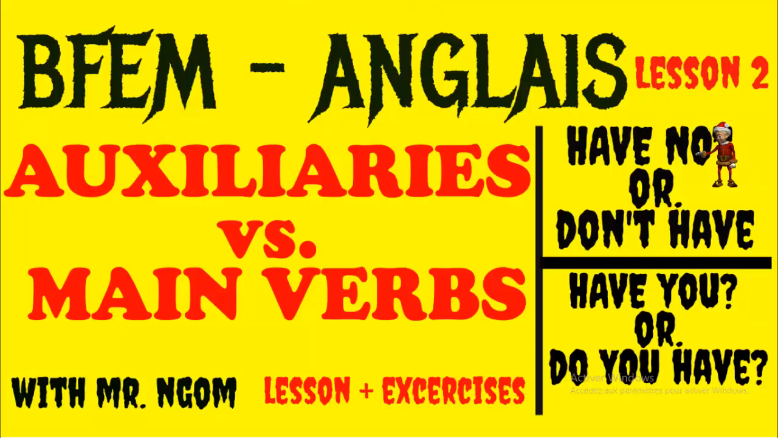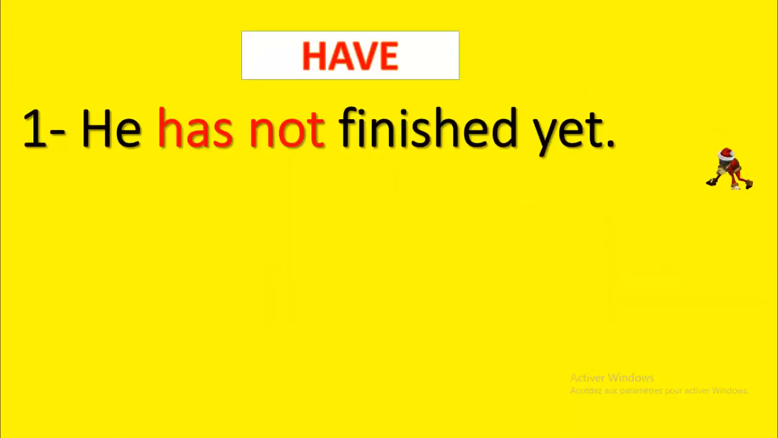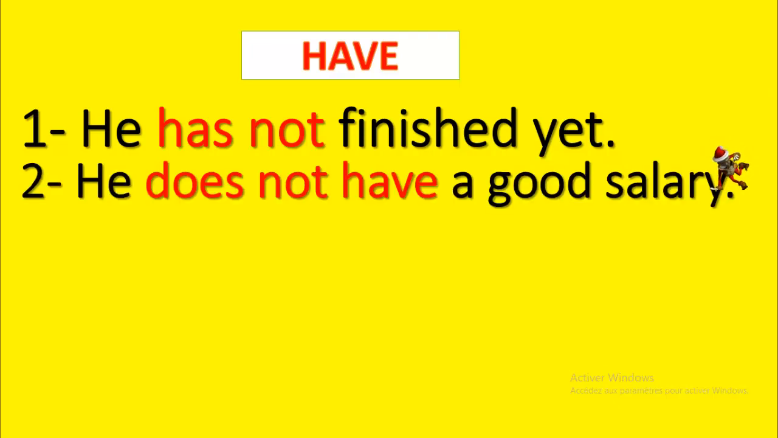And in this lesson number 2, we are going to revise the difference between auxiliaries and main verbs, especially the case of have and do. Have is sometimes auxiliary, he has not, and sometimes a full verb, does not have. But how do you know it? In this video, we are going to see all the details of how to make the difference between have auxiliary and have verb.